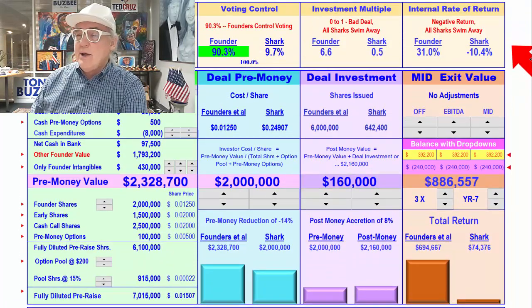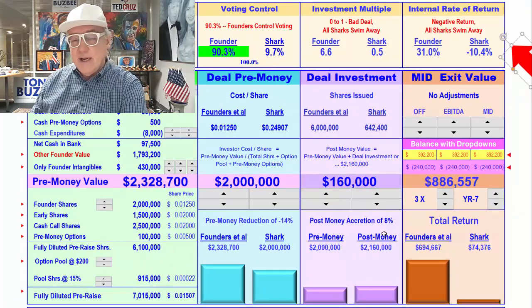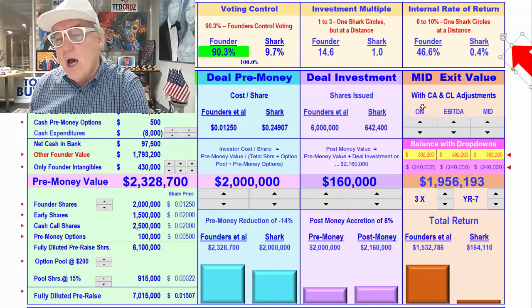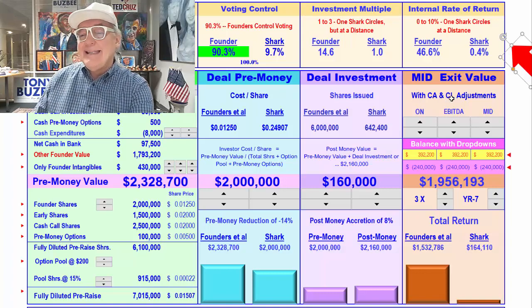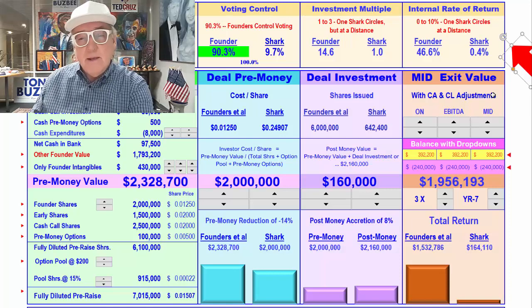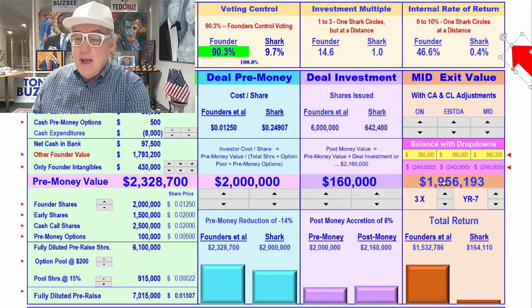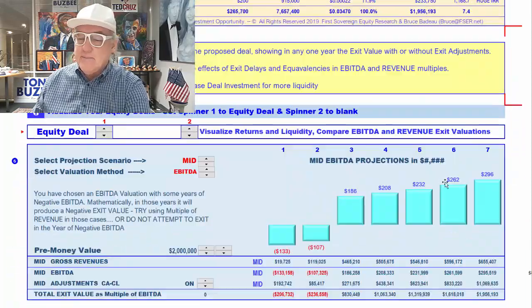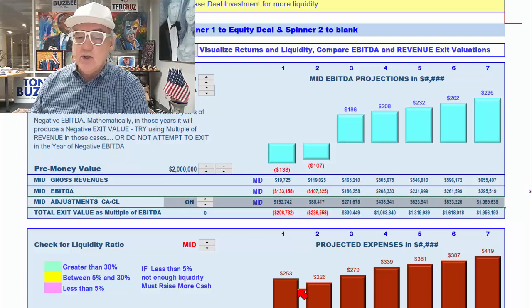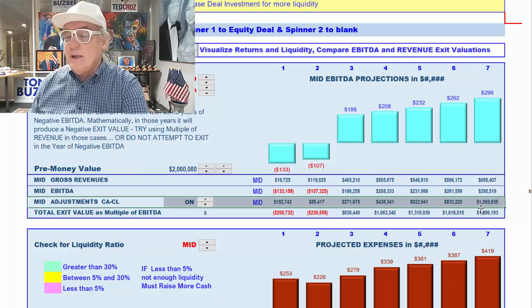Now we're going to try another little experiment here so that you understand there's a very tricky thing that happens. When I come up here and turn on the CA and CL, that's current assets and current liabilities adjustments, it means we're actually going to balance those two together and we're going to add the cash in. I'm going to show you what that looks like right down here because we have a line item. Right here is a line item showing you what that number is.